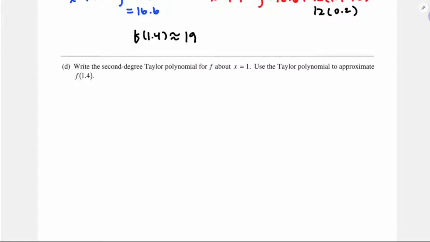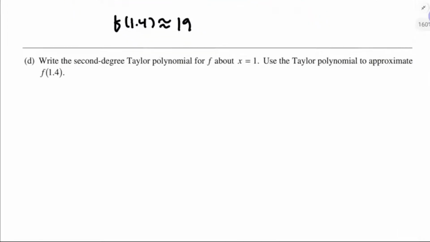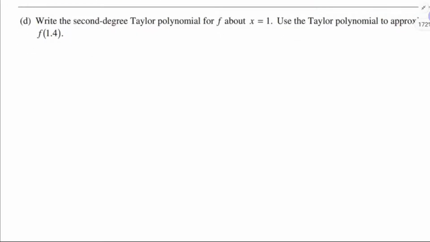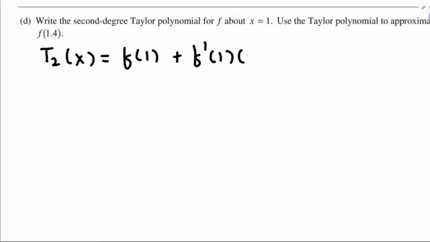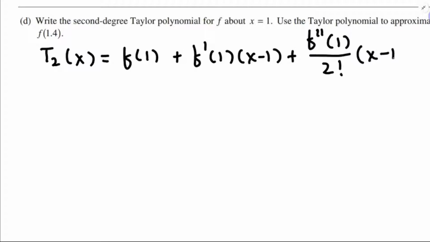All right, and then write the second degree Taylor polynomial for f around x equals 1, and then we'll use that Taylor polynomial to approximate the value of f of 1.4. All right, so first I'm going to start out by writing the recipe for a second degree Taylor polynomial for a function around x equals 1. So that'll be the second degree Taylor polynomial is equal to f of 1 plus f prime of 1 times x minus 1 plus f double prime, second derivative, second factorial, second power of x minus 1.